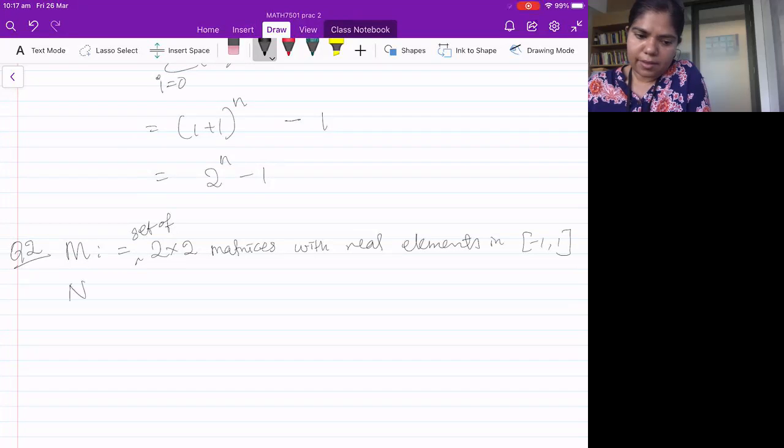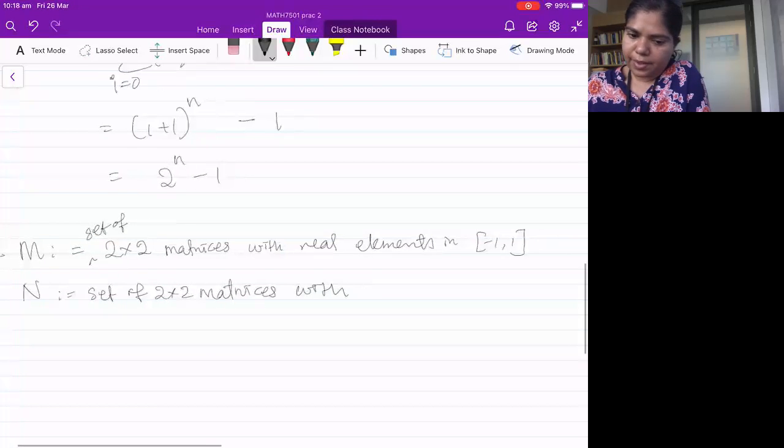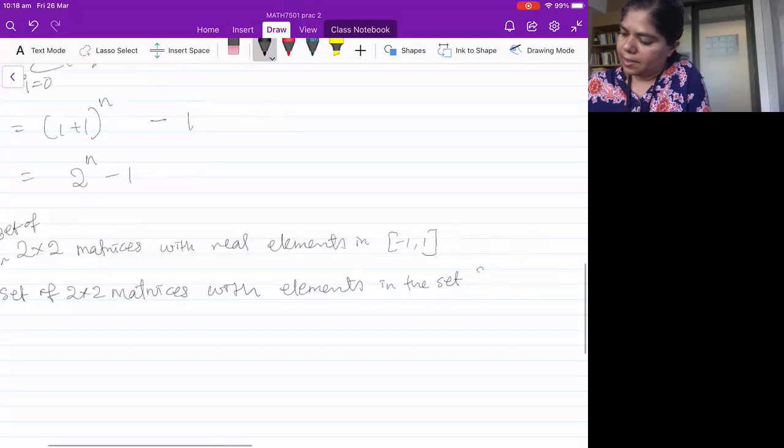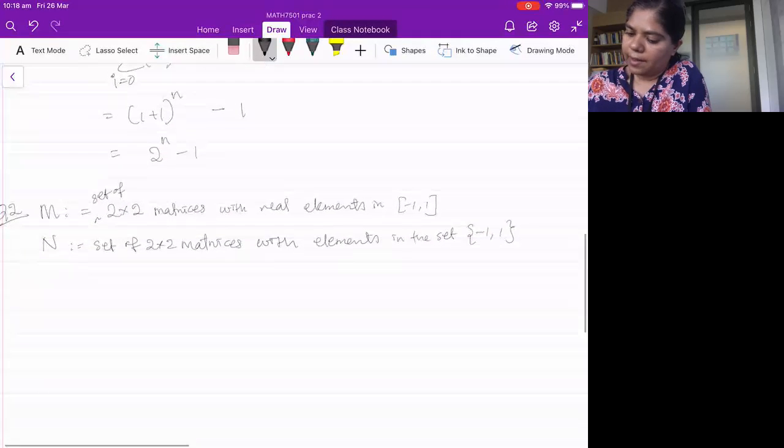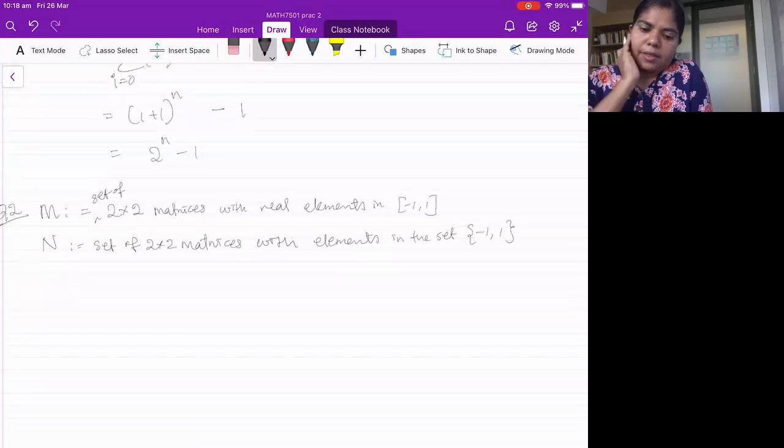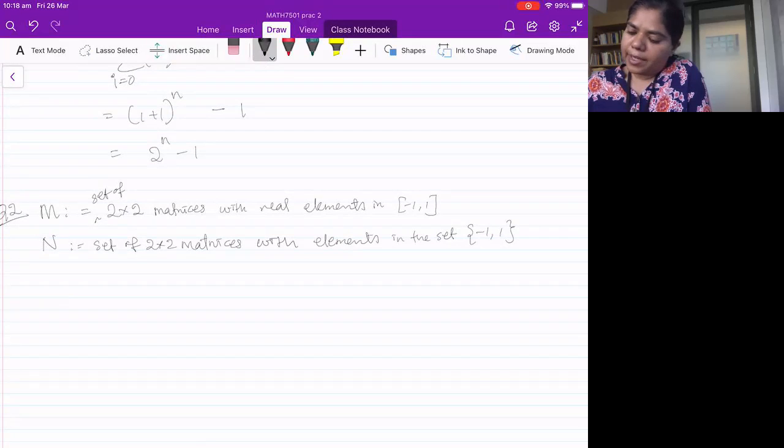And N is defined as the set of 2 by 2 matrices again, with elements in the set. Can I be the 2 by 2 identity matrix?